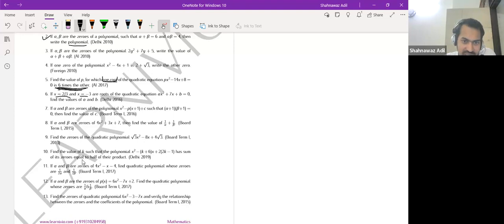Let me take the 10th question. This one is the solution, and we have to find it either by the middle term splitting method or by using the quadratic formula.